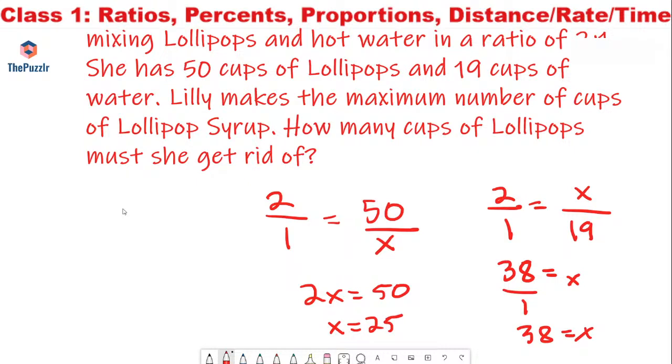Well, if you write 38 as the answer to this problem, you would be completely wrong. Remember to reread the question. How many cups of lollipops must she get rid of? Well, there's 50 cups of lollipops, and she's used 38. So it's simple to note that 50 minus 38 tells us that we would have 12 cups of lollipop left over. 12 is our final answer for this problem.